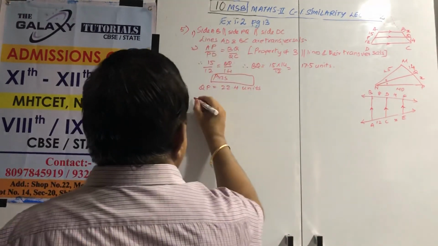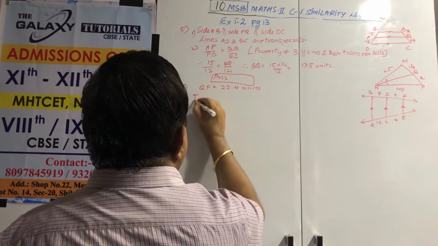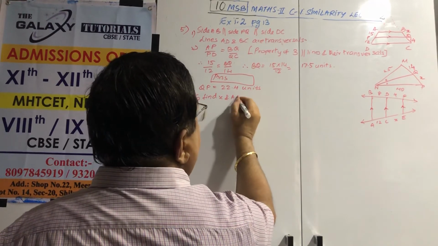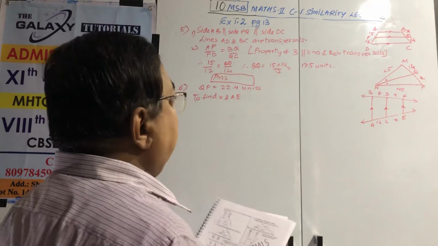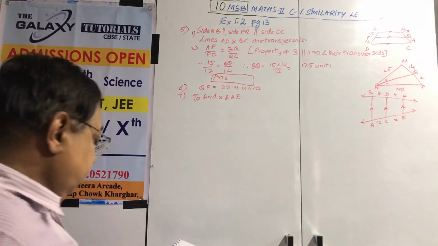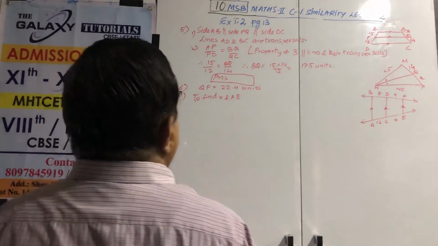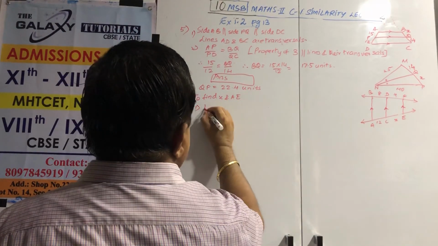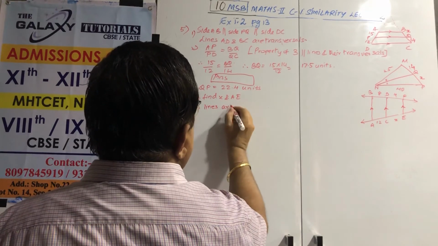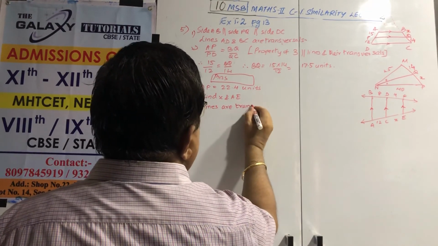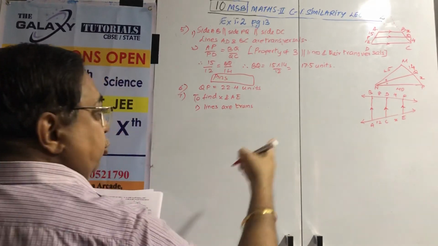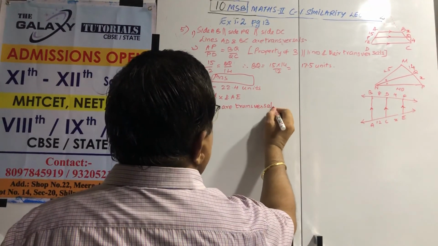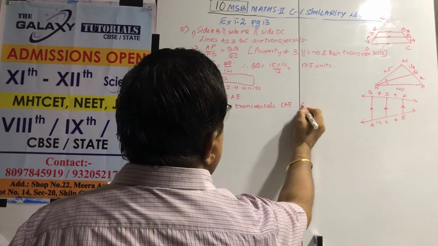So we have to find X, and then we will add it to 12 and get AE as a complete segment. Now we will write the same steps. At first, these lines are transversals, as a first step. Which lines? The transversals are AE and BF. You are writing about AE and BF.